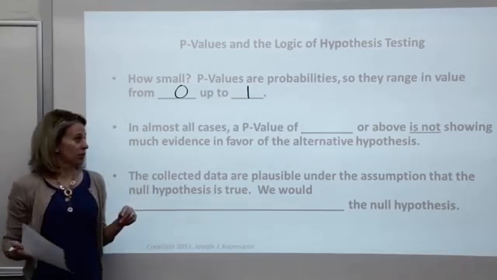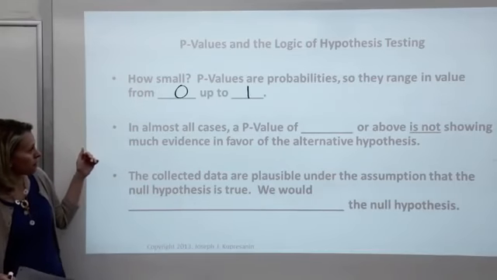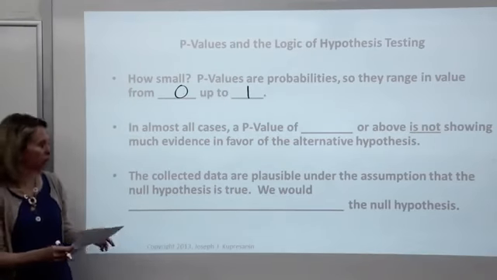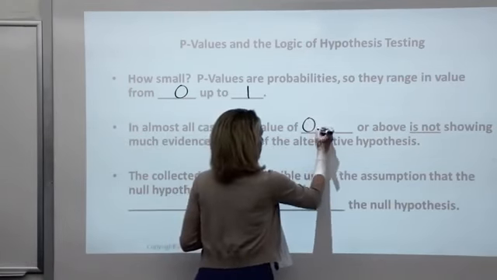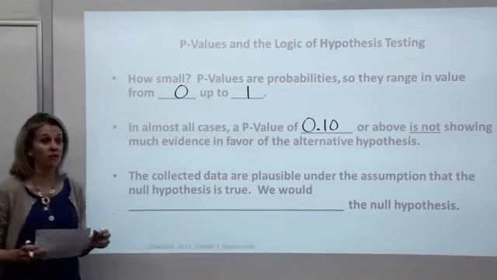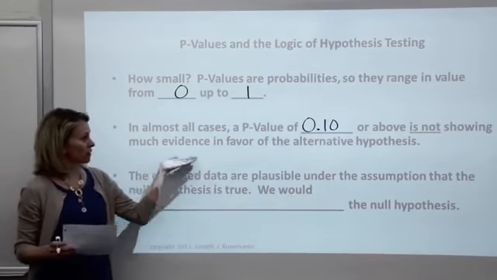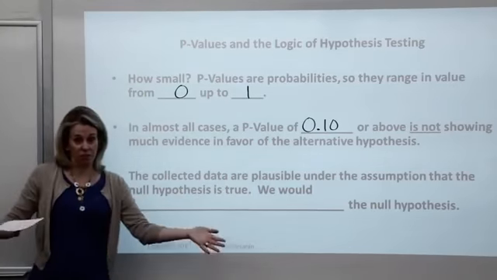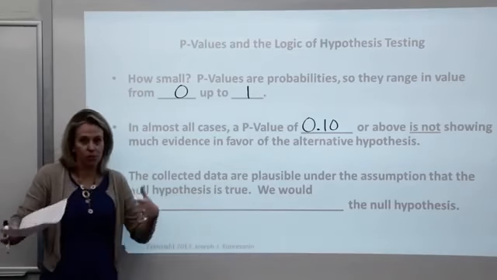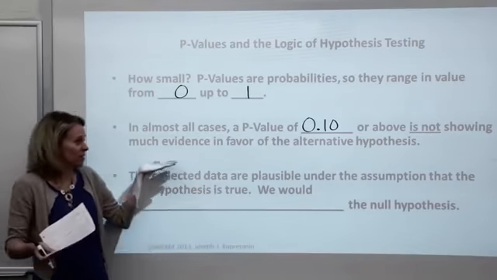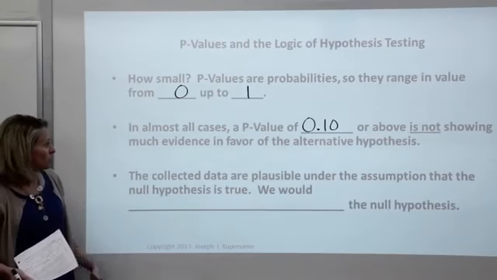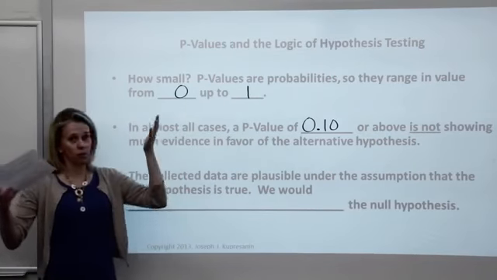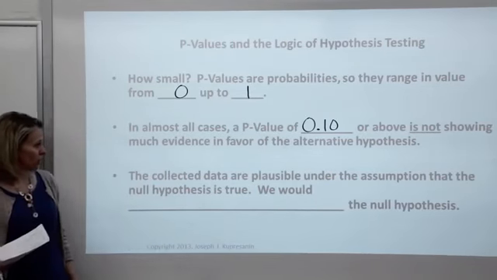And what would be defined as a small p-value? In almost all cases, if you have a p-value of say 10%, 0.10 or above, that's not showing much evidence in favor of the alternative. That means that you could get sample data like you did 10% of the time, 1 out of every 10 times you collect a sample. That's not extremely unusual. So in almost all cases, if we have a p-value that ends up being 0.10 or above, we don't find much evidence in favor of the alternative.